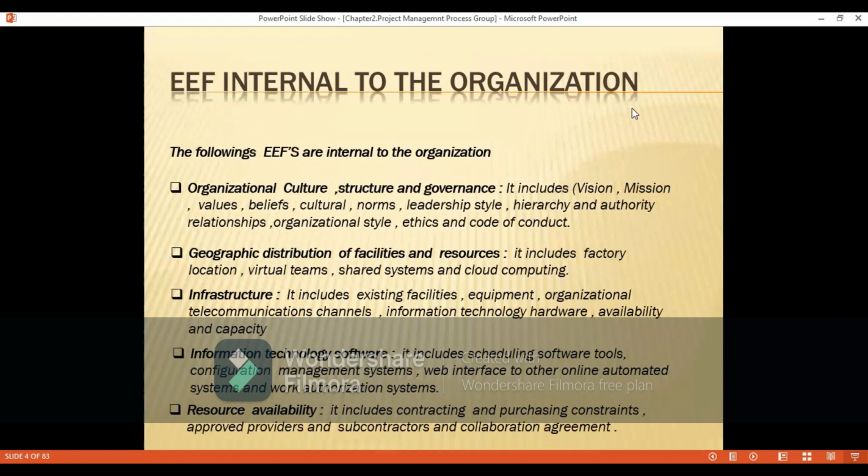So when we look at the enterprise environmental factors internal to the organization, these are factors that might determine whether the organization will succeed or not. The first factor is your organizational culture, composition, structure, and governance. Your CEO has a certain vision that he needs to accomplish, and visions are actually the goals that need to be achieved. It is the sight of whatever he oversees: where am I, and where do I need to go?